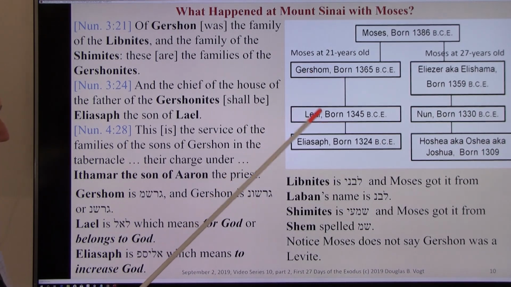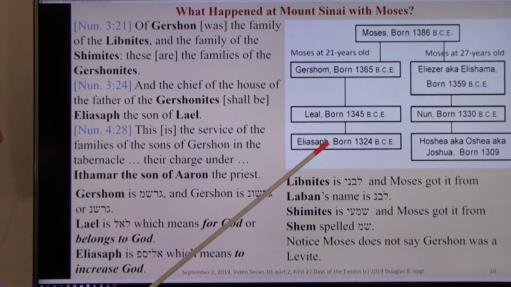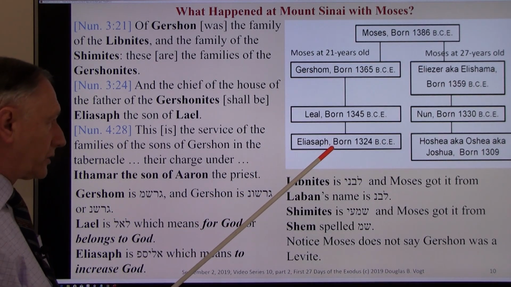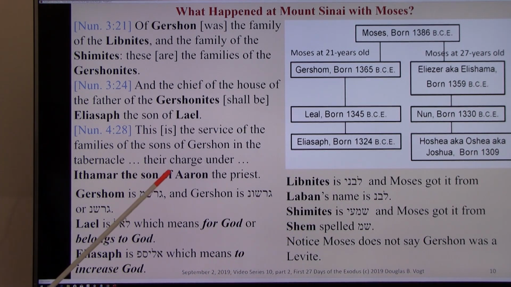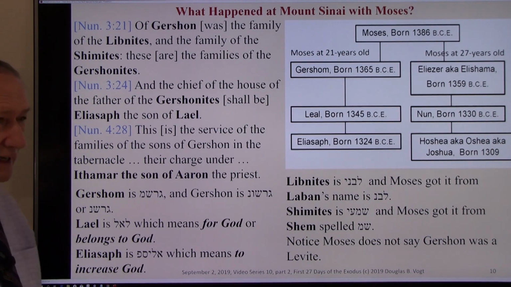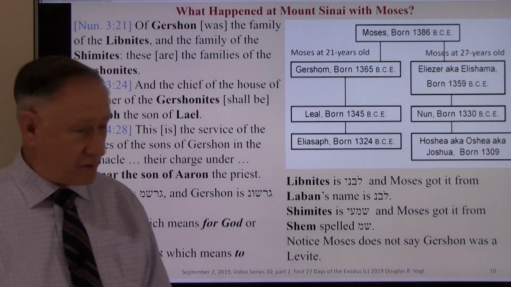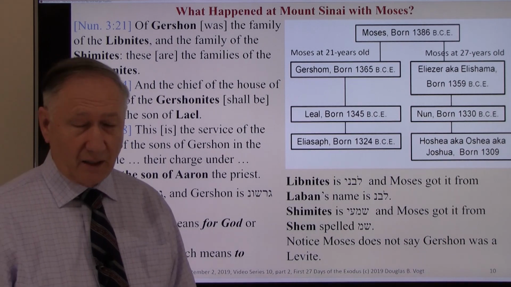So Gershom has a son, Libni, and Eliashaph. And this is what they mean. Leal, spelled this, means for God or belongs to God. The other name is this, to increase God. These sound like names that Moses's family would name his kids.